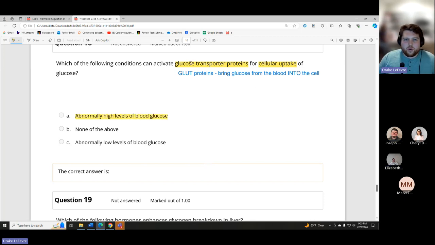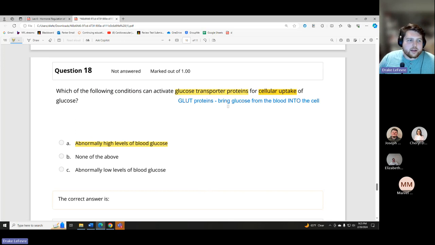Just read the question really carefully, because it mentions cellular uptake of glucose. We need to read carefully enough to say, okay, which of them is going to be activated? Is insulin going to be more active, or is glucagon going to be more active? And then answer based off of that.